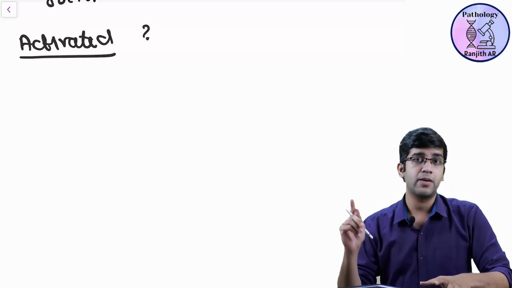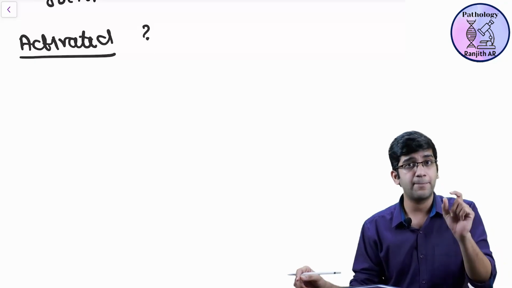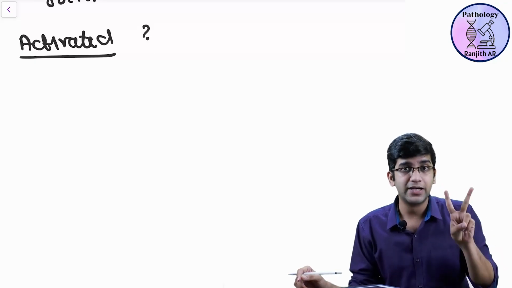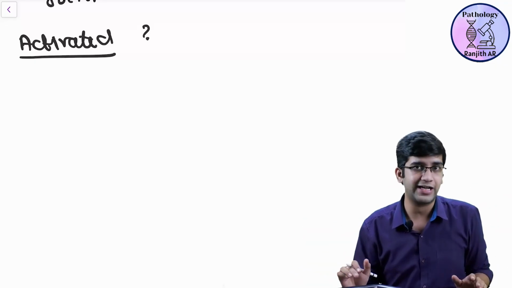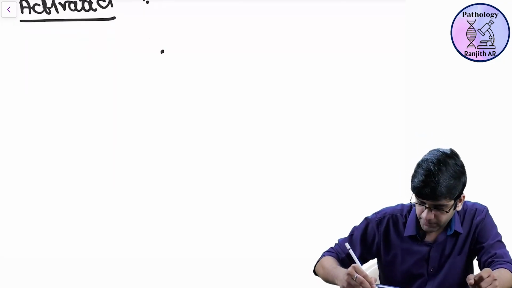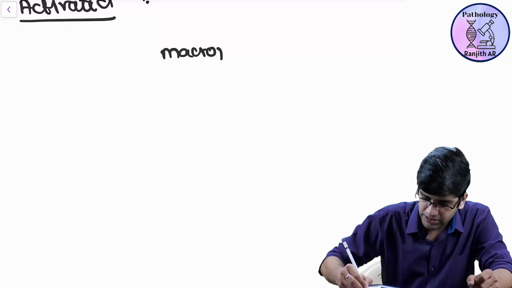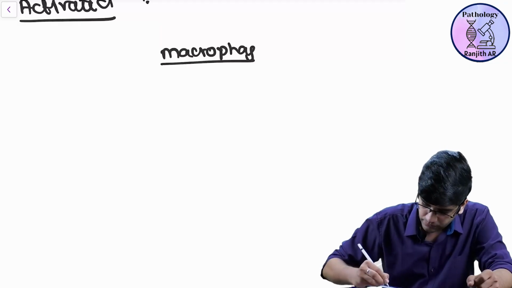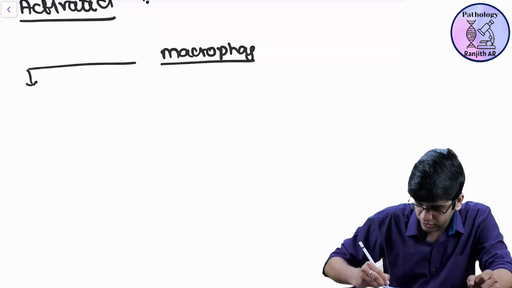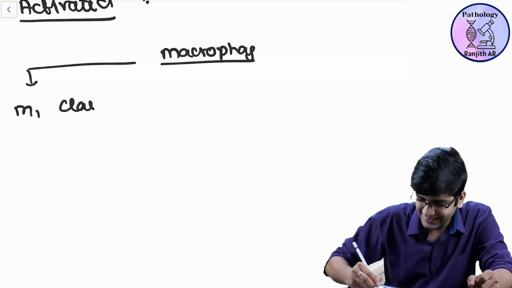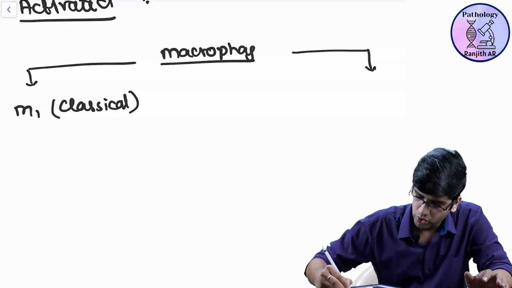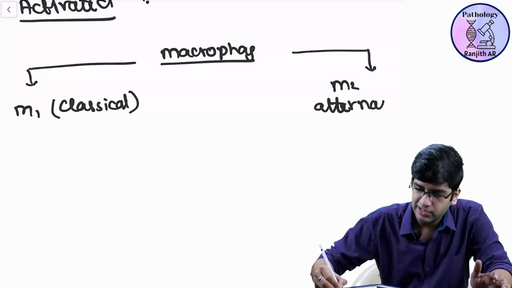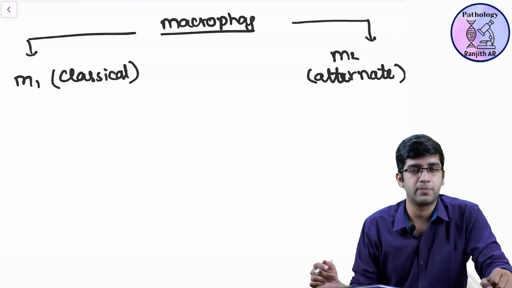A normal macrophage becomes an activated macrophage with the help of a few interleukins. There are two types of activation: M1 or classical activation, and M2 or alternate activation. So a normal macrophage becomes an activated macrophage in two different ways. I have the M1, or classically activated macrophage, and the M2, or alternatively activated macrophage. Same as your classical complement system and alternate complement system, just terms.